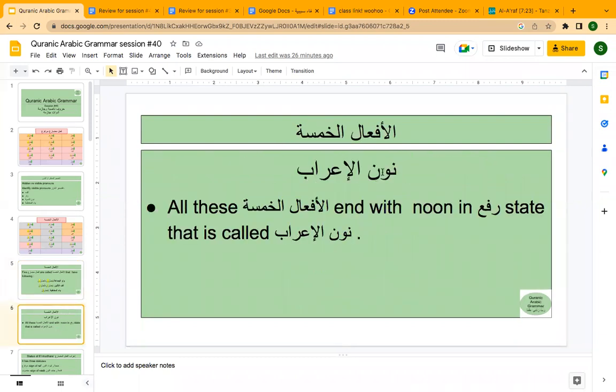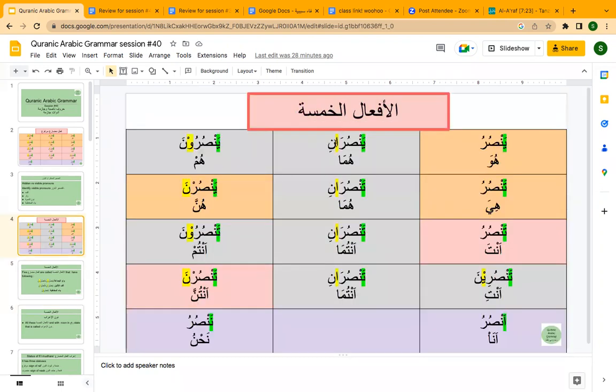In their default form, they all end with noon, right? And this noon is called noonul i'rab, because if it is there, it determines their status. What is their status if the noon is present? They are raf in status, since it is the determining factor of their status. So we call this noon noonul i'rab, right? This noon has nothing to do with the pronoun. However, in case of yansurna, this is a doer pronoun, right?